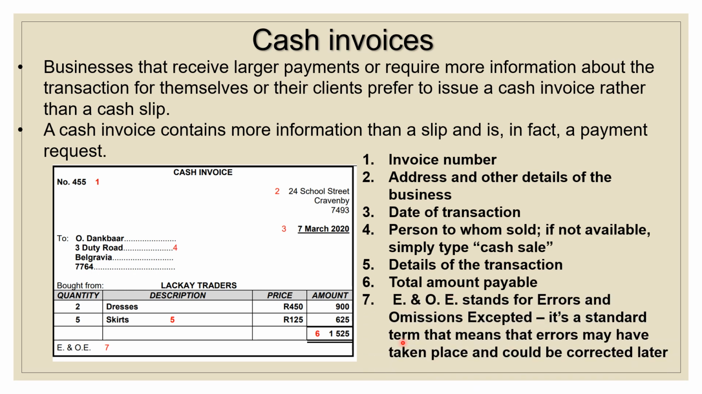E&OE stands for errors and omissions accepted. It is a standard term that means that errors may have taken place and could be corrected later.